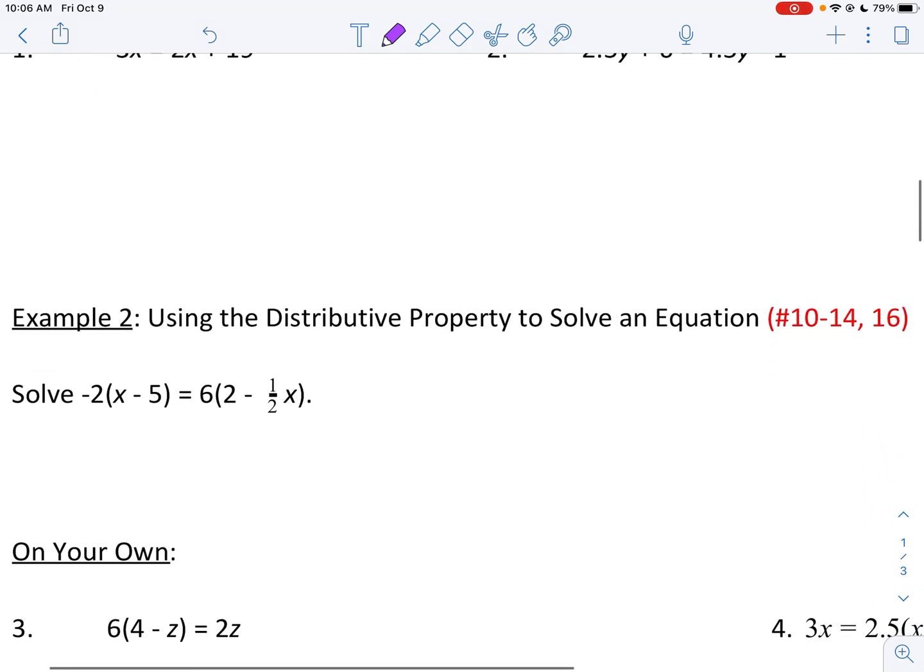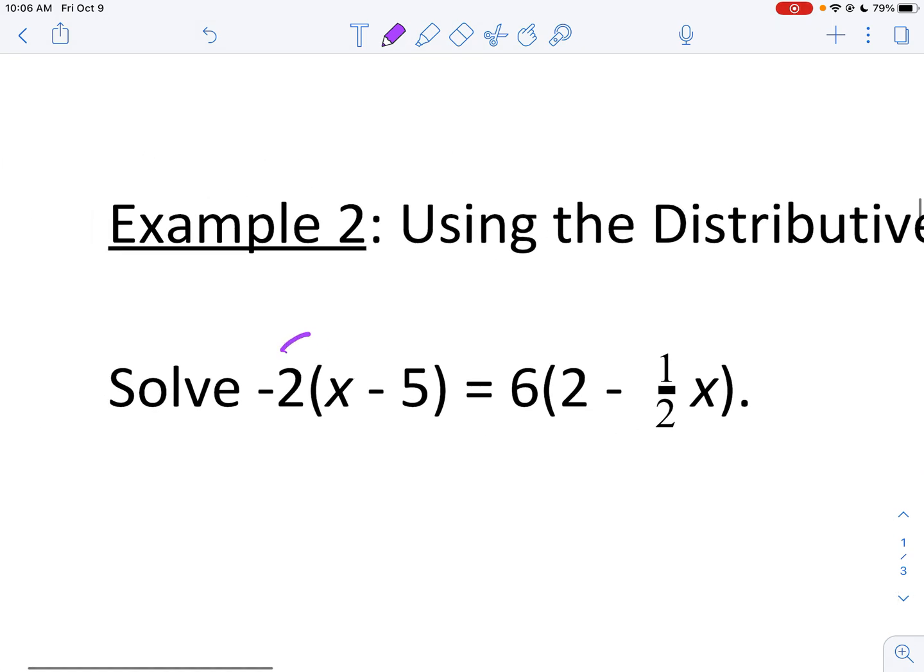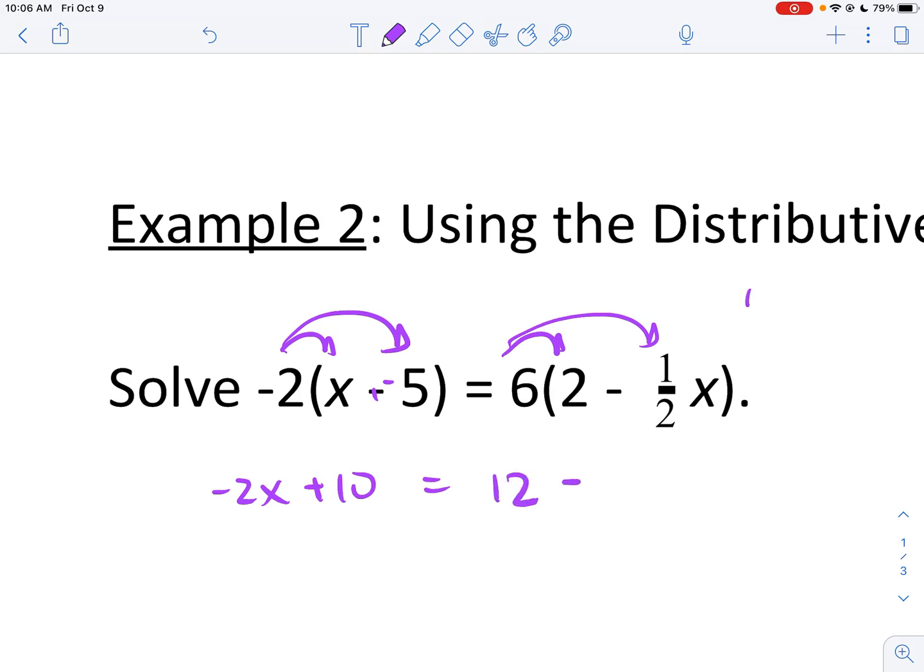All right, number 2, using the distributive property. So this is the same thing, but I see parentheses now. So let's distribute. Double rainbows. Negative 2 times x plus 10. Remember, it's a plus negative. I have negative 2 times a negative 5 is positive 10. Is equal to 12 minus 6 times a half. Half of 6 is 3 minus 3x.